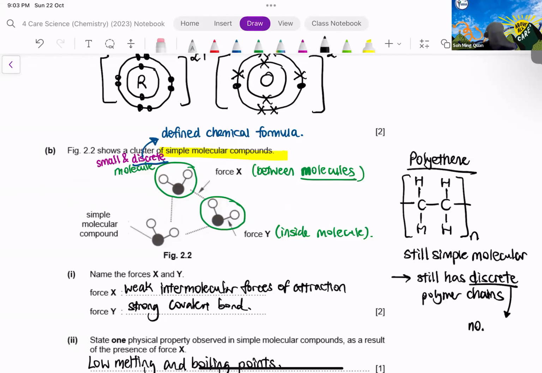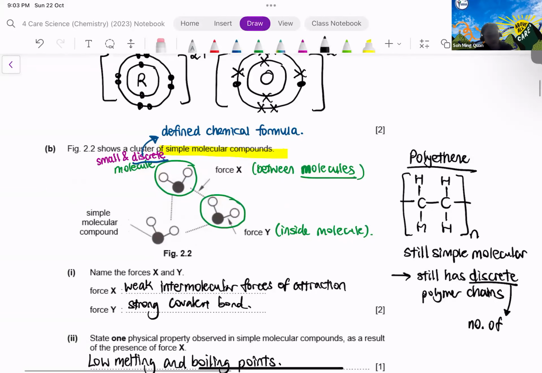The discreteness of the polymer chain comes from the number of repeat units. We know how many repeat units there are in a polymer. So like polyethylene, we know it has 1,000 repeat units or 500 repeat units. The value of the repeat units is defined. Therefore, we still say that it's a discrete molecule. And hence, polyethylene is still simple molecular. Okay? So let's just take that down to ensure that we get the concept right.